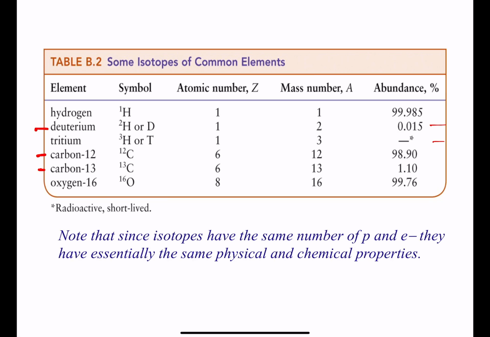Okay. So notice, though, that since these isotopes have the same number of protons and electrons, they're still the same element. And they have essentially the same physical and chemical properties. They just have a slightly different mass. And it wasn't until we had mass spectrometers that were precise enough that we could measure the difference that we would know that those were different.